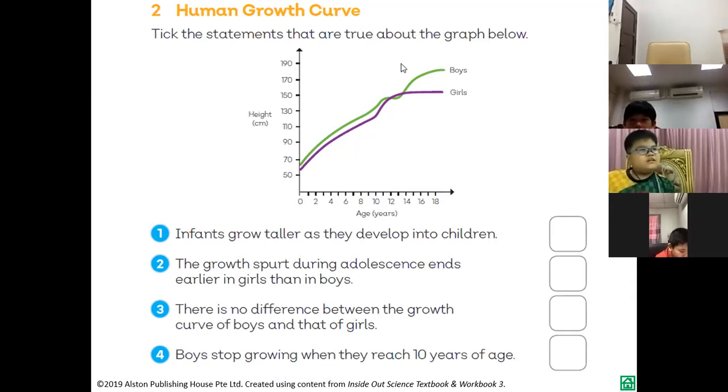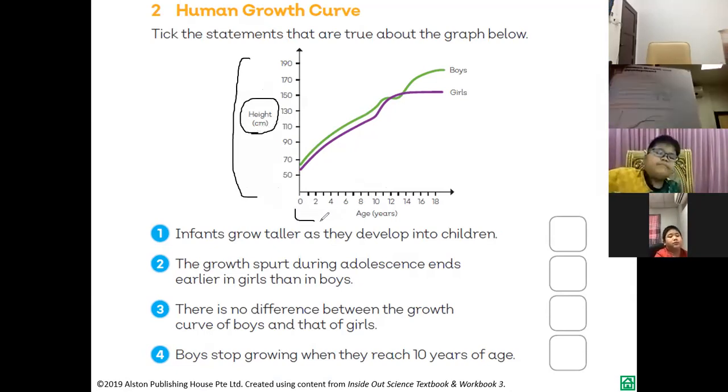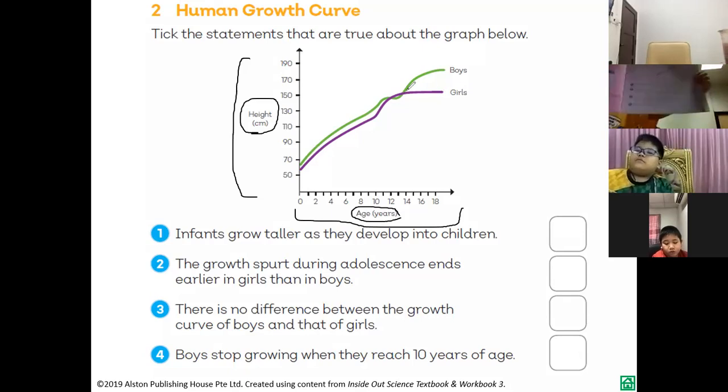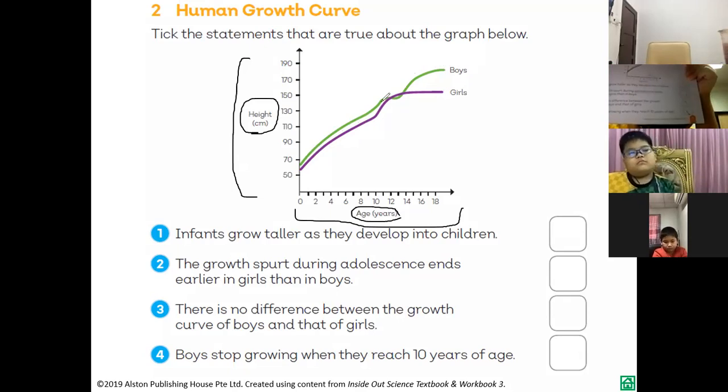Number 2, human growth. Take the statements that are true about the graph below. Okay, so this is the graph. Here is your height, and this is in centimeters. And here is your age. This is the growth curve for girls, which is blue, and the growth curve for boys is red. All right, so let's try to answer your homework.